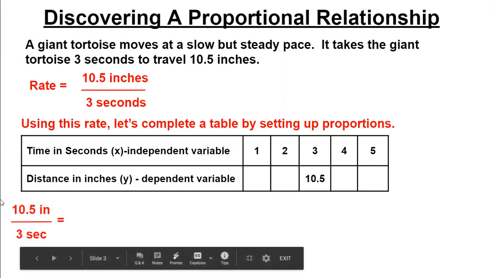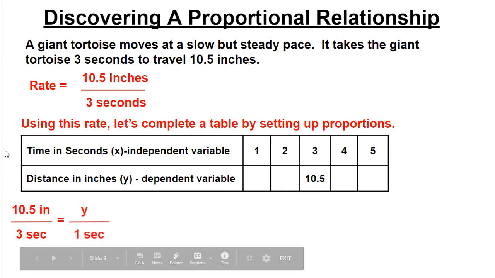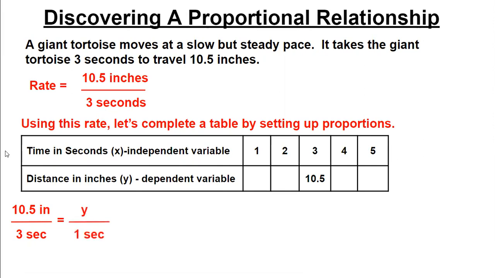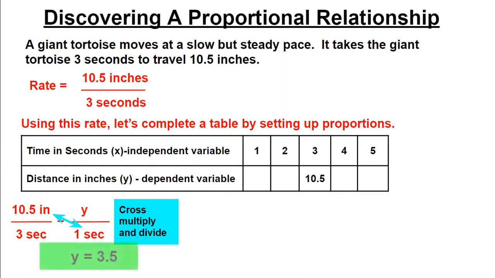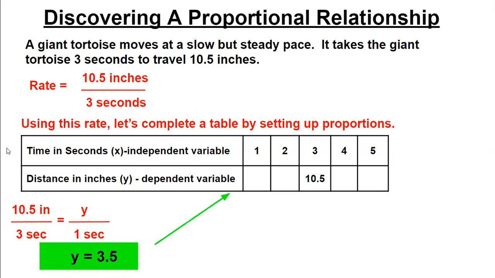So 10.5 inches over 3 seconds equals y over 1 second. So now we're going to solve for y. We're going to cross multiply and divide. So cross multiply 10.5 times 1. And then what are we dividing by? Right, we're dividing by 3 seconds. So if we did that with our calculator, we would get y equals 3.5. What does that stand for? The turtle will go 3.5 inches in 1 second. So let's put that in our table and let's continue.